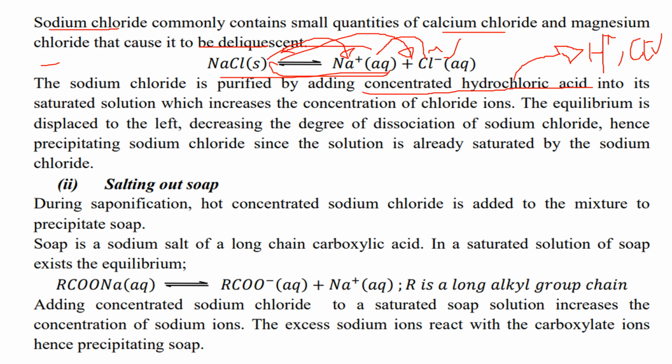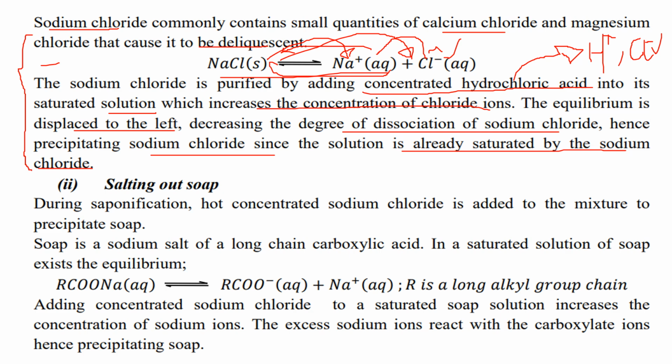So that's why we are saying that here, addition of HCl into its saturated solution increases the concentration of chloride ions in the saturated solution. Therefore, the equilibrium is going to be displaced to the left, decreasing the degree of dissociation of sodium chloride, hence precipitating sodium chloride, just like explained earlier on, since the solution is already saturated with sodium chloride. Now, the more sodium chloride precipitates out, the more salt is being formed. Remember that for us to obtain our salt, or to purify our salt, we need precipitates of salt. And that's the purpose of addition of concentrated HCl to common salt or to sodium chloride solution.